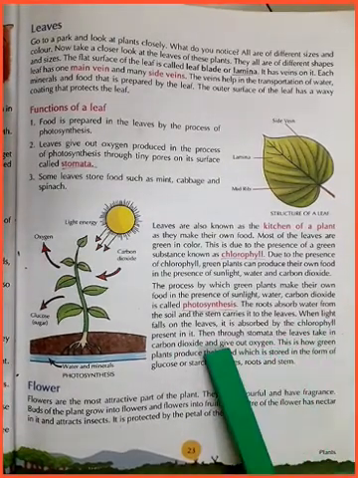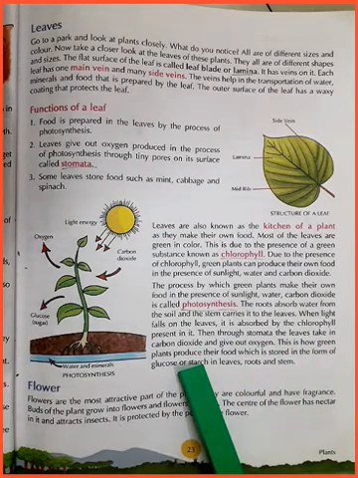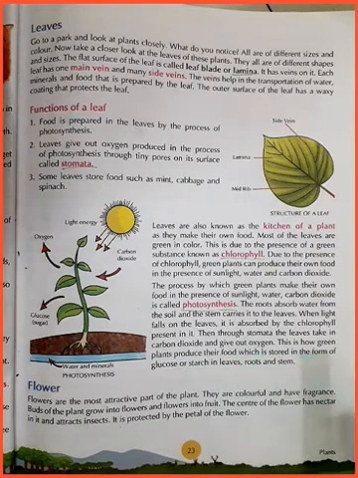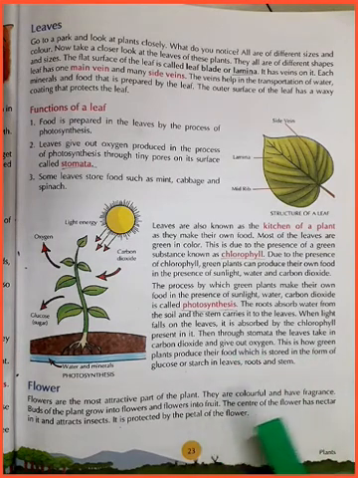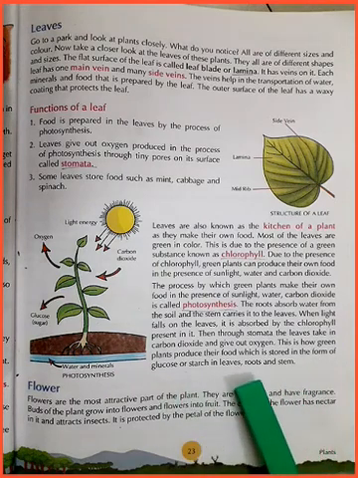When light falls on the leaves, it is absorbed by the chlorophyll present in it. Then through stomata, the leaves take in carbon dioxide and give out oxygen. This is how green plants produce their own food.